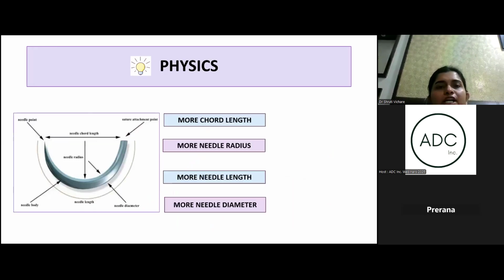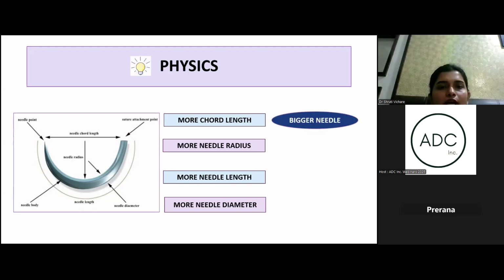Okay, now a little interpretation of whatever I explained in the previous slides. I told you all it is very crucial for you to understand different terminologies associated with the needle. So coming to that, this is a basic interpretation to improve your understanding of whatever I taught you all. If you have more chord length, what does that mean? The needle is bigger in size, right?